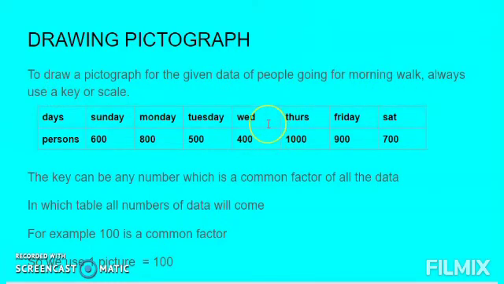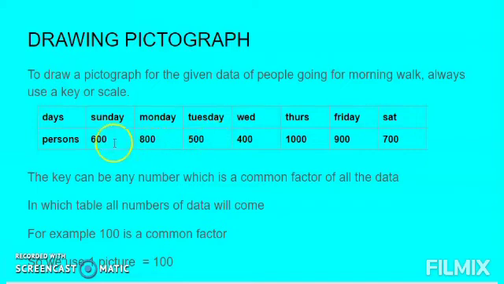So now the number of people going for morning walk in Sunday is 600, Monday is 800, Tuesday 500, Wednesday 400, Thursday 1000, Friday 900 and Saturday 700. So these are all numbers in the hundreds. That means we can say instead of drawing 600 people, we can use a very good key in whose table all these numbers will come.